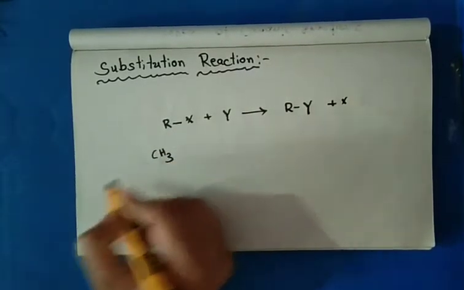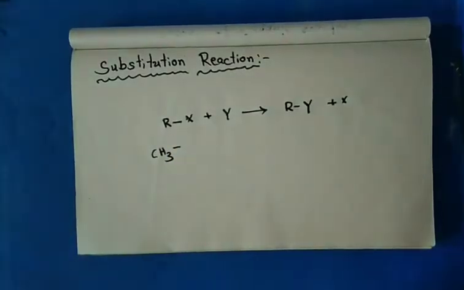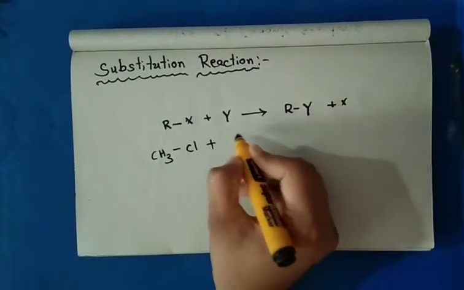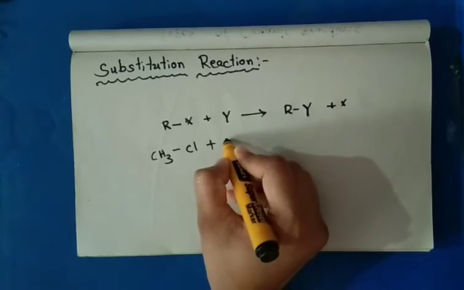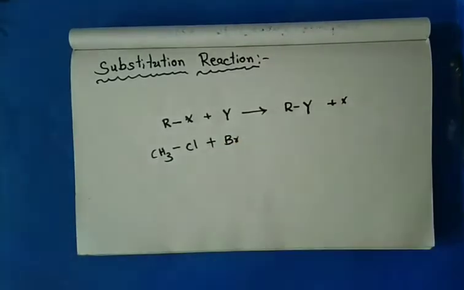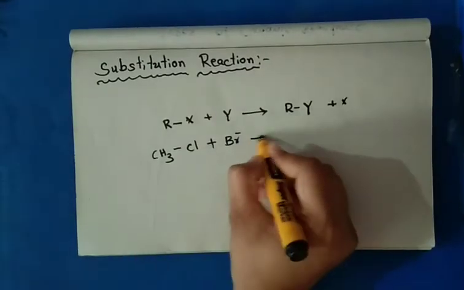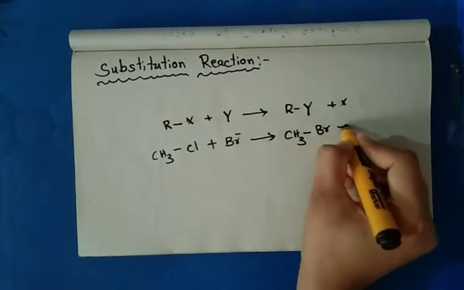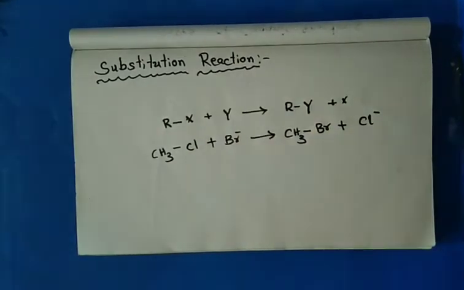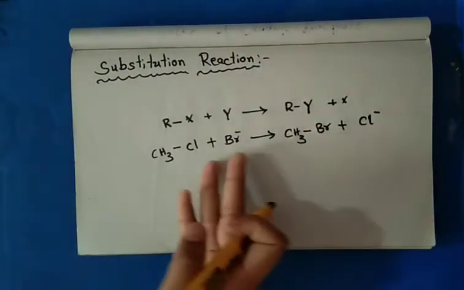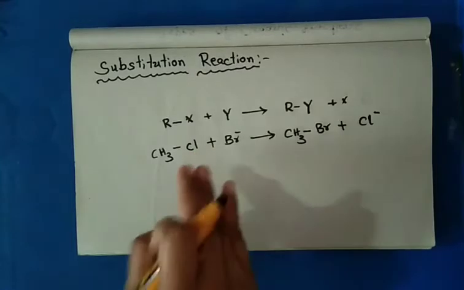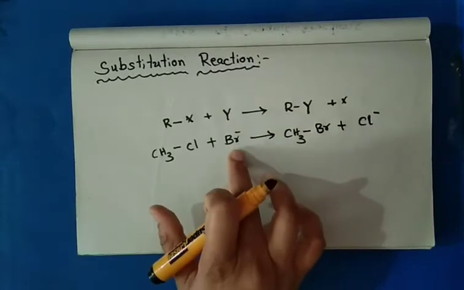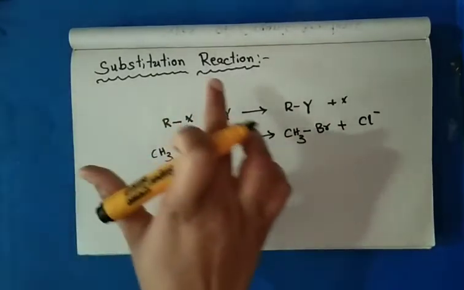Take another example. R is CH3, X is Cl, and Y is Br minus. Next, CH3Br plus Cl minus. In this there is an exchange of ions or atoms. Chloride is replaced by bromide ion. This is the substitution reaction.